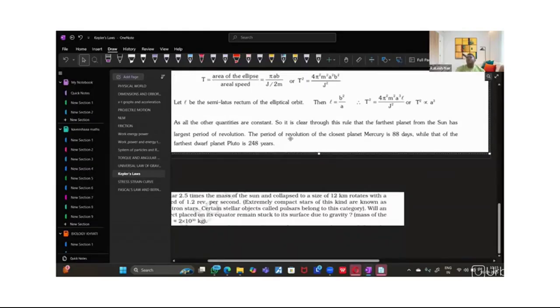As all the other quantities are constants, it's very clear that the farthest planet will have the largest period of revolution. You can consider the period of revolution of Uranus and Neptune to be much greater than that of Mercury, because it cannot be the same. As the radius is more, the diameter is more, and Uranus and Neptune are sweeping greater areas around our sun.